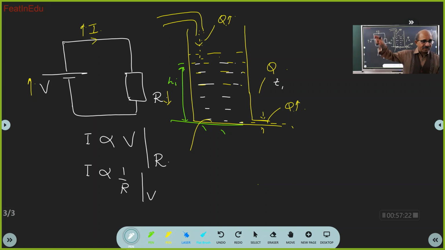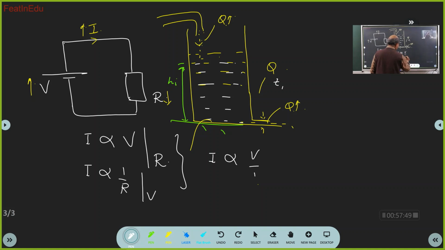Second experiment, the height of the water column is constant. I am increasing the diameter of the pipe. So increasing the diameter of the pipe means I am decreasing the resistance. Hello? Yes, sir. So did you understand these two relations? So now I can combine these two and write it as I is proportional to V by R.